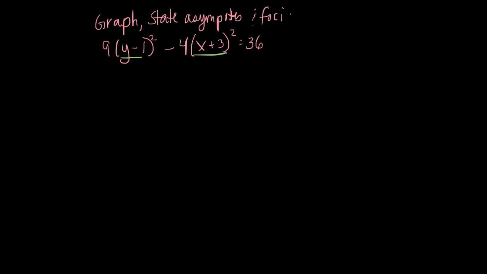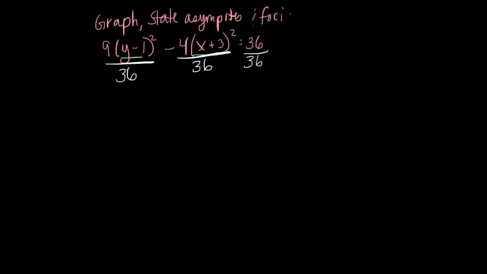Notice in our form, the right-hand side was always equal to 1, and in this case, it's equal to 36. What could we divide both sides by to make 36 into a 1? That's right, we can divide everything through by 36. So our first step here is really putting it into the form that we want.